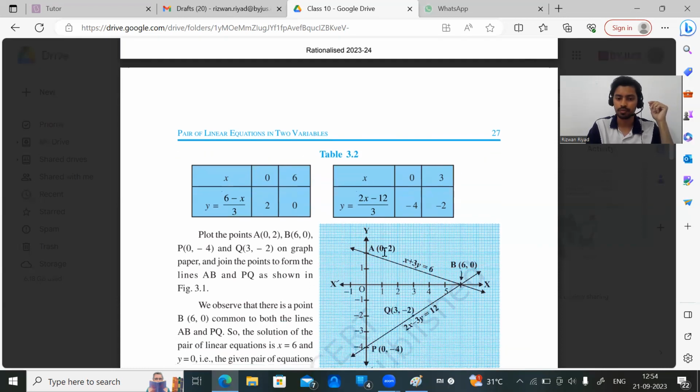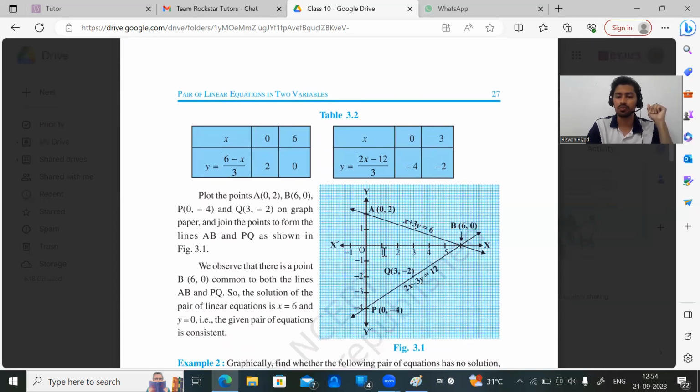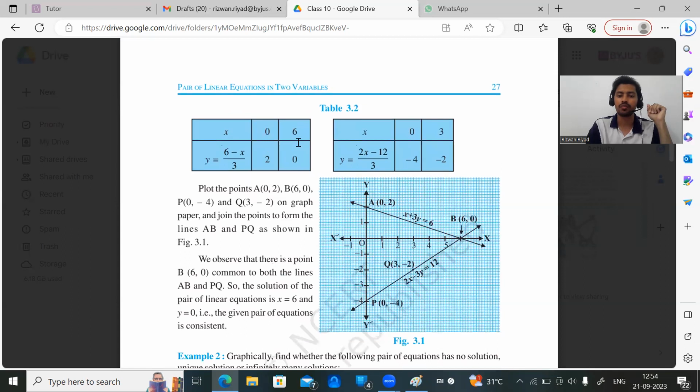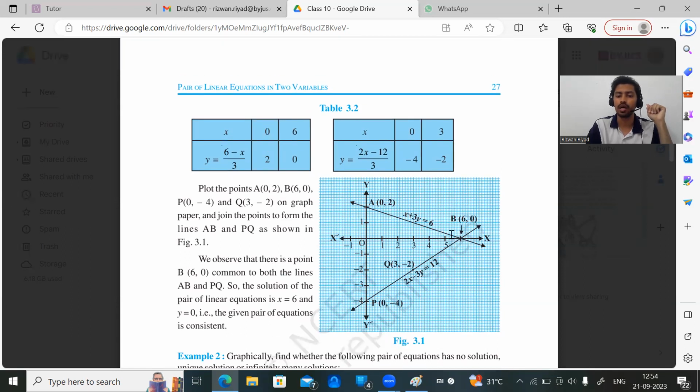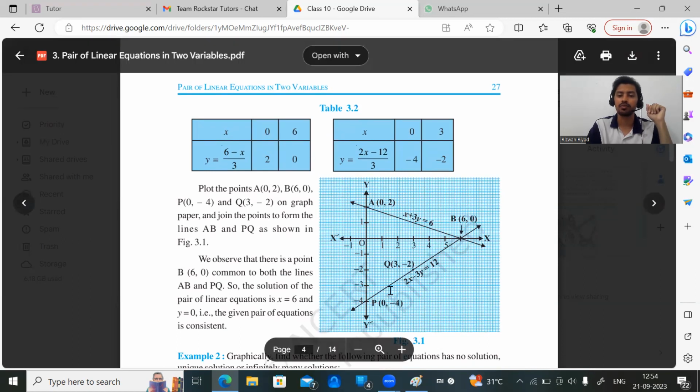And so on. Now let's draw the graphs. Based on these points, we have to draw the graphs of these equations. You can see two straight lines. These lines are representing the graphs of each equation.